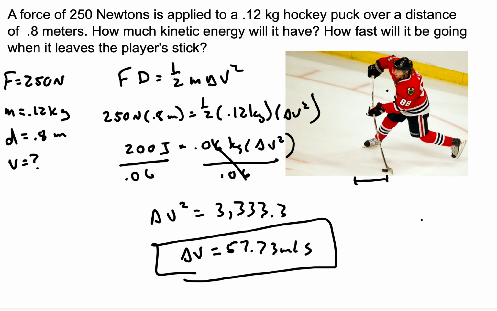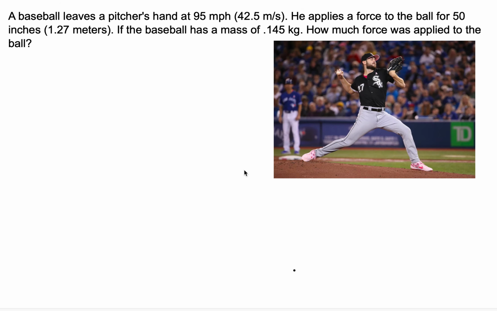All right. Let's look at one more problem, and then I'll cut you guys loose. So I have a baseball, and it leaves a pitcher's hand at 95 miles per hour. That pitcher might be Lucas Giolito. Maybe. So the change in velocity, because it's going from 0 to 95, will be 42.5 meters per second. So I just did the conversion for you. Once again, that's the speed of his average fastball.